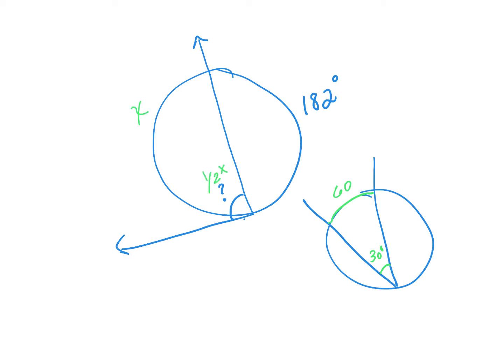So this is kind of easy to figure out, but there's extra steps, and what happens is a kid does one step and thinks they're done, and then they don't finish it, and they get it wrong. So what is 360 minus 182? 178. So we know this guy is 178. So what is half of 178? 89 degrees. So that's what x is. That would be your answer to that problem.